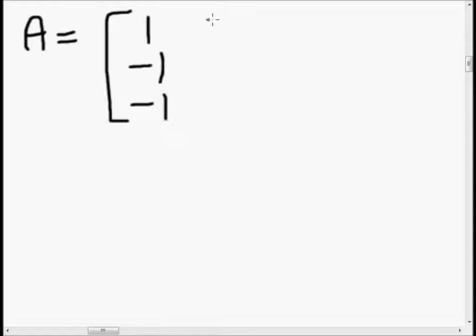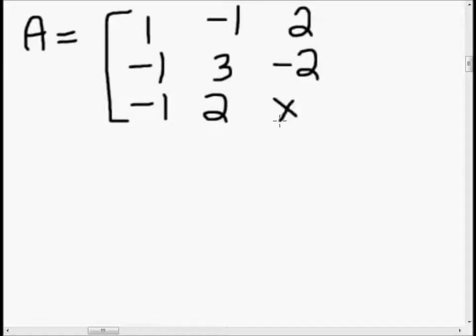So the very first thing we're going to do is write down what the matrix is that we've gotten. This is matrix A, and it is the matrix containing 1, -1, -1, -1, 3, 2, and 2, -2, and x.